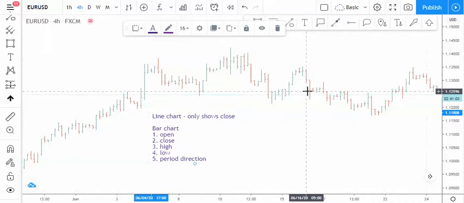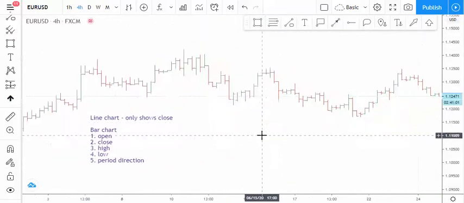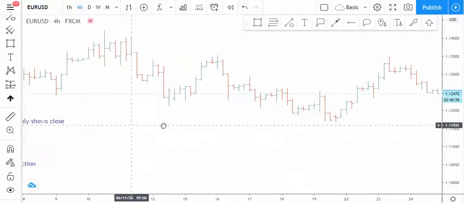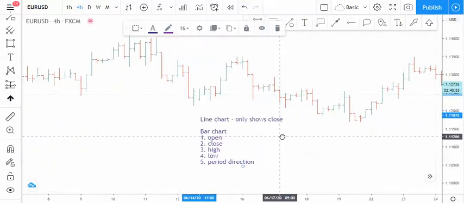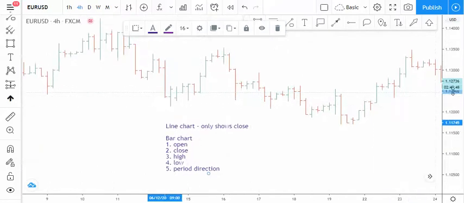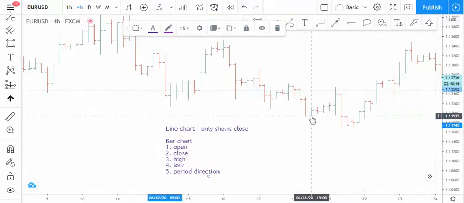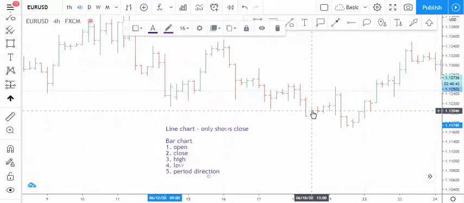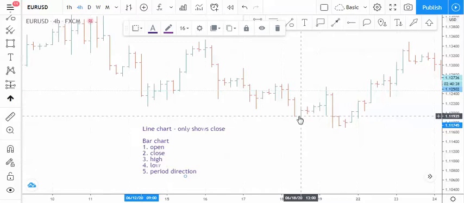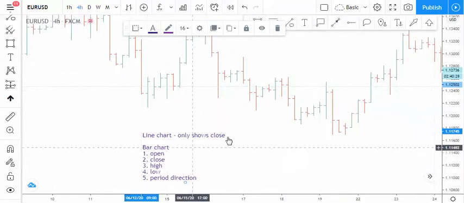So we have here an individual bar chart. Let me really zoom in on it. And again, I'm on the 4-hour chart here. So you could see that these bars have a little marking on the left and a little marking on the right. The marking on the left indicates where it opened. The marking on the right indicates where the bar closed. So that gives us the open and close.